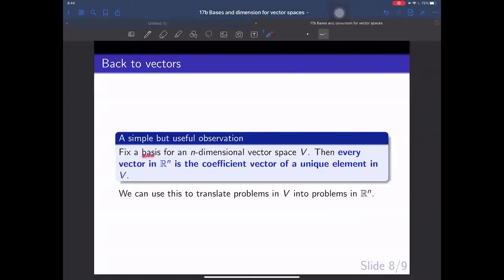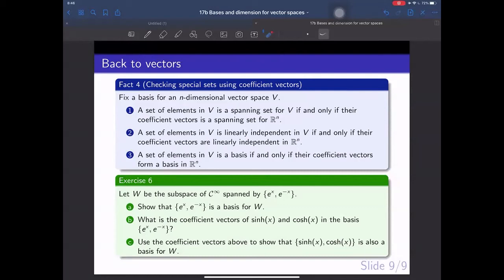Once we have a basis for an n-dimensional vector space, every vector in Rn is the coefficient vector of a unique element in our vector space. This is really nice because this allows us to translate problems in abstract vector spaces or just other vector spaces into problems in Rn, which is much easier to think about and compute. Instead of thinking about bases or linear independence or spanning sets in a general vector space V, we can just think about these sets in Rn.